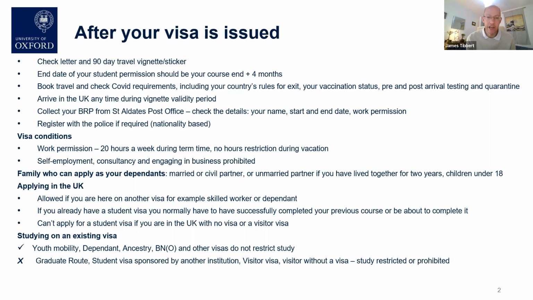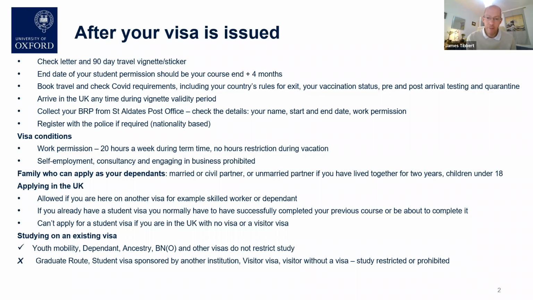The second example might be you're already in the UK and you're doing a bachelor's or master's here before your MBA, and you could also apply for your student visa in the UK. And you usually need to have completed your degree or be close to completing it.